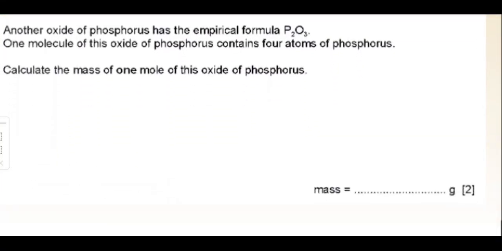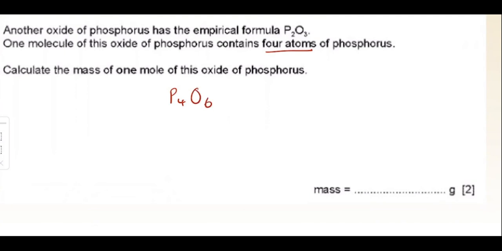Another oxide of phosphorus has the empirical formula P2O3. One molecule of this oxide of phosphorus contains 4 atoms of phosphorus. Calculate the mass of 1 mole of this oxide of phosphorus. Well, if the molecule contains 4 phosphorus atoms, the empirical formula is just a ratio, remember. So we've got P4. Well, we've timesed P2 by 2, so now we need to times O3 by 2, because we must keep the ratio the same. So that would be O6.